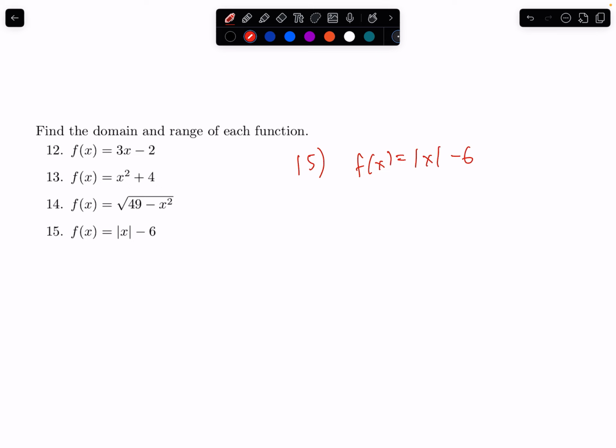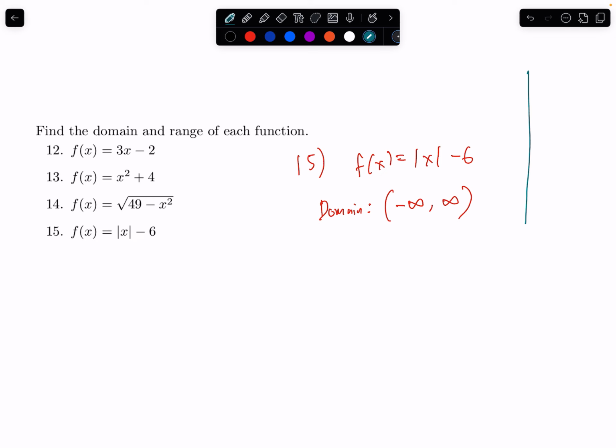Now what could x not be? That's kind of a weird question. What could x possibly be? x could be anything, right? There's nothing that's going to go wrong here. There's no negative square roots. There's no denominators that could be 0. So the domain is going to be all real numbers. We represent that by negative infinity to positive infinity. Again, open parentheses, yeah?